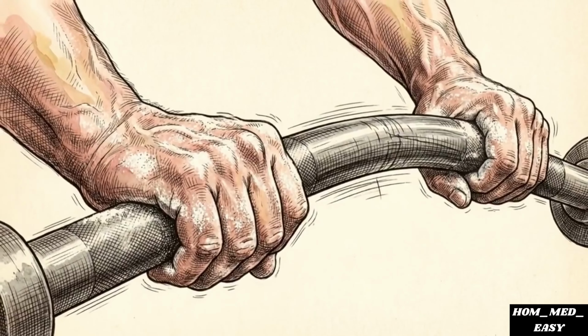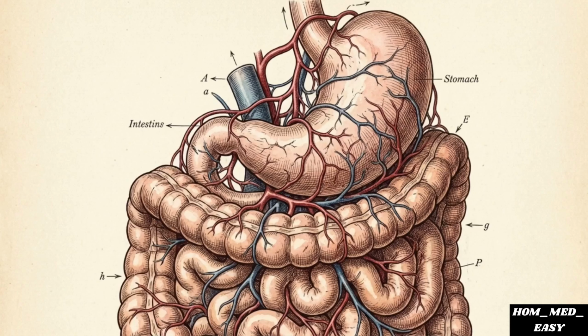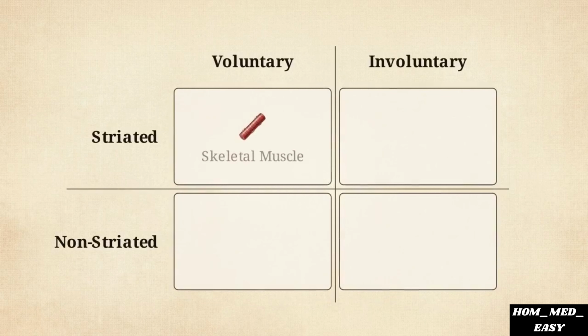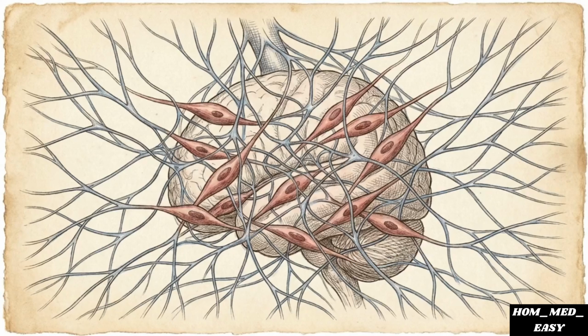The body also has a physiological need for slow, tireless operations, processes that must run constantly in the background, like digestion and blood flow regulation. To find the tissue that handles this, we look at the opposite intersection: involuntary control combined with a non-striated morphology. This is smooth muscle. Here, the neurological wiring shifts. Control is handed over to autonomic nerves, completely bypassing your conscious thought.